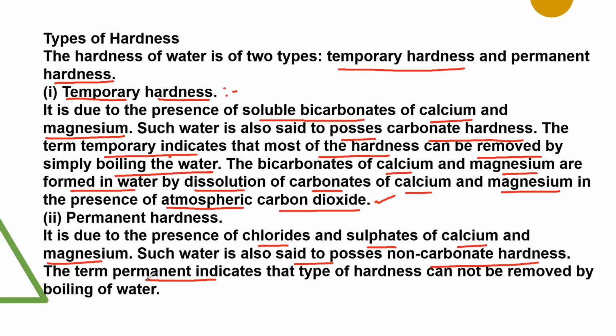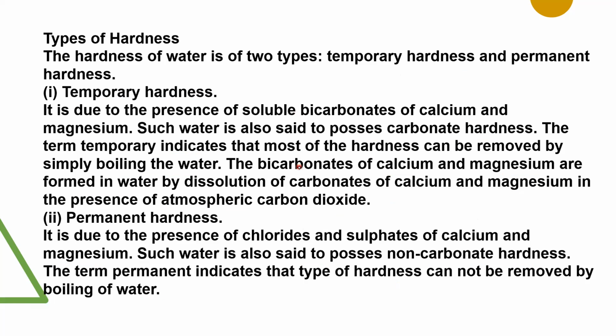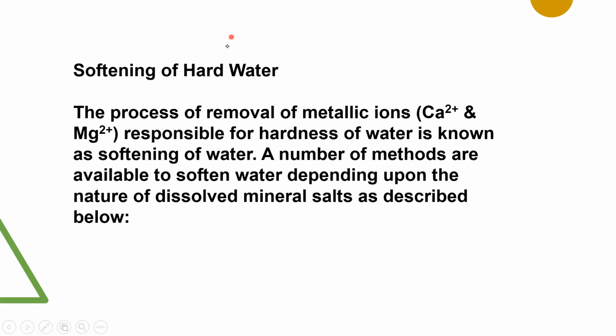The term permanent hardness indicates the type of hardness that cannot be removed by simply boiling water. We have to use certain chemical methods. So now we are going to discuss all those methods. Very, very important. Now, softening of hard water. How to do softening of hard water? It can be done by the Calgon process.